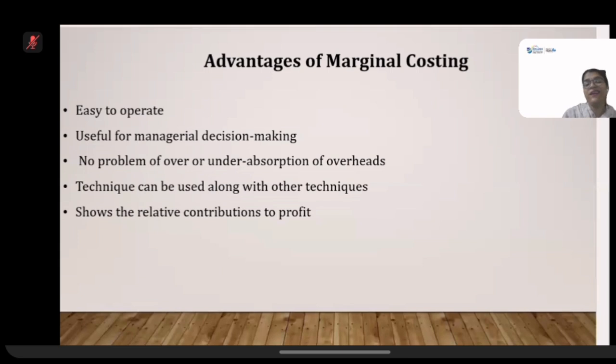And you can link this marginal costing with other techniques like standard costing, where you compare your actual performance with the targeted one, that is the standard one. Also, budgetary control, you can use it with marginal costing. And also, it tells you what your contribution of the cost to the profit is.